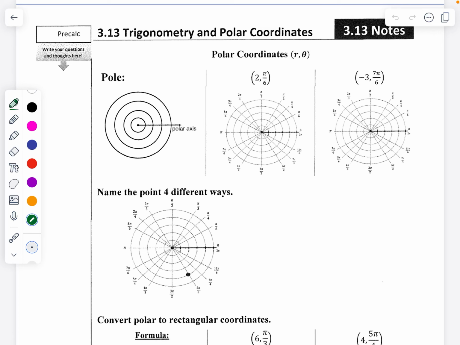Hey everybody, let's go ahead and finish up Unit 3B for us. We're going to talk about how trig works and something called polar coordinates.